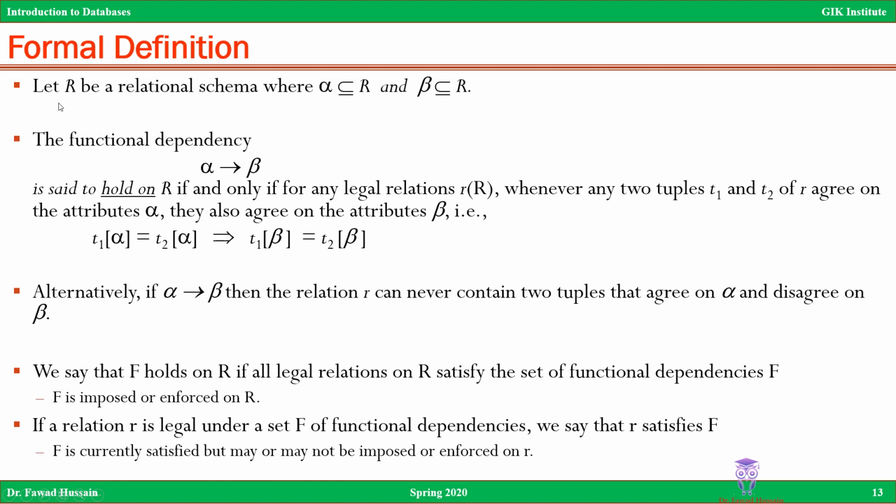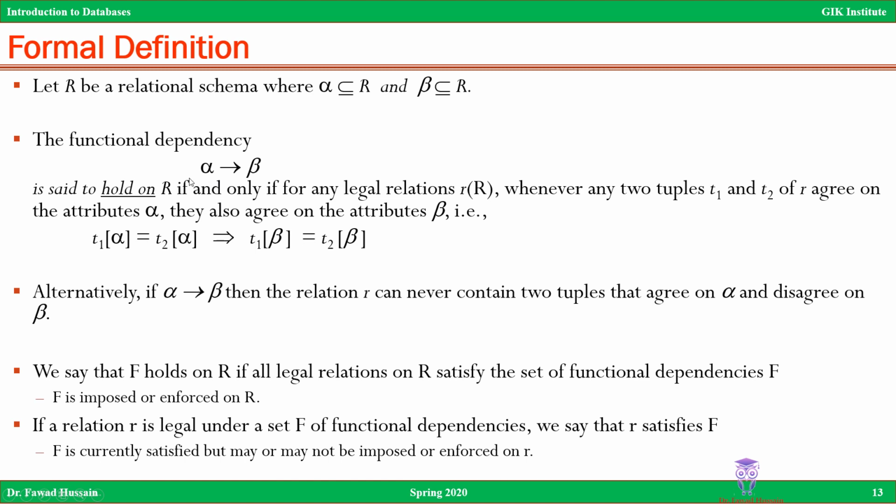Formal definition: let R be a relational schema where alpha is a subset of R and beta is a subset of R. So the functional dependency alpha determines beta is said to hold on R, the relation schema R, if and only if for any legal relations. So the relational schema is the complete model, and the relation r is the table. So any table r of the schema R, small r is the name of the table, and capital R is the schema.